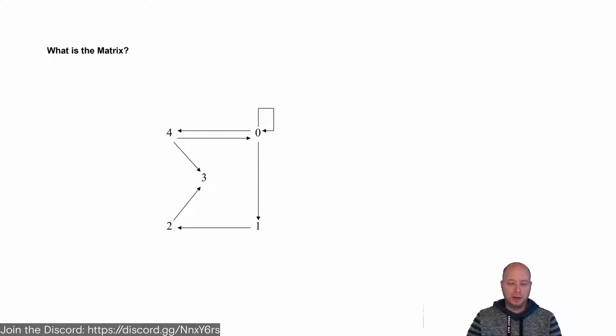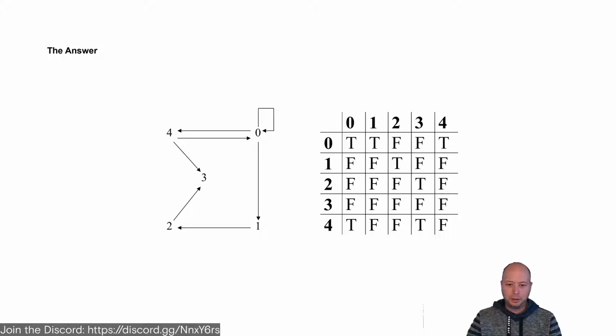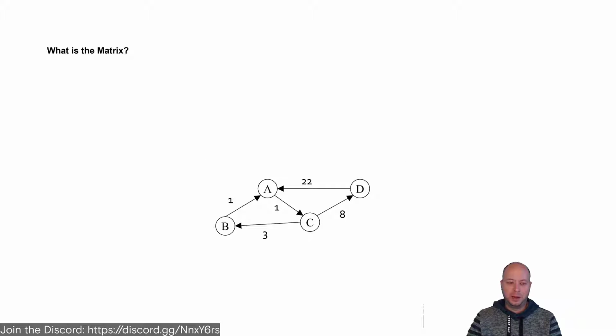Let's take a look at this graph. Feel free to pause the video and write this out yourself if you'd like. So this is what the adjacency matrix looks like. Again, in the case where you have a self-connected vertex, that point on the diagonal of the matrix is going to be set to true. So this is pretty general.